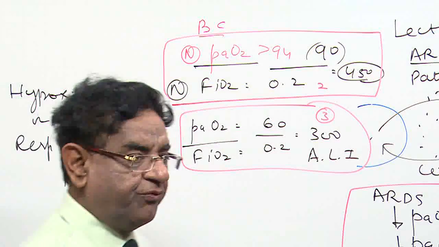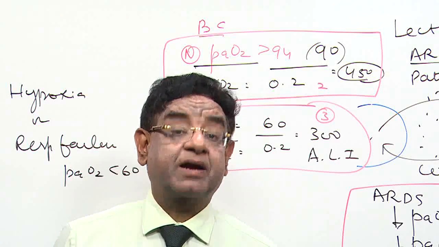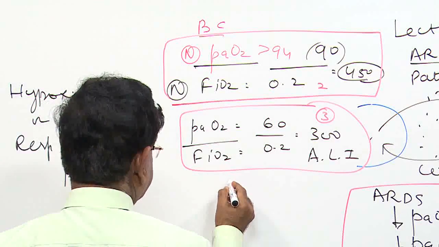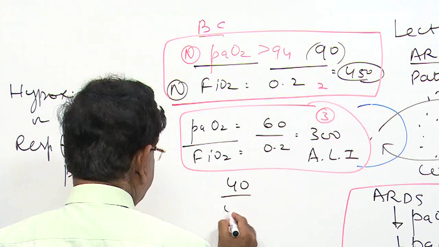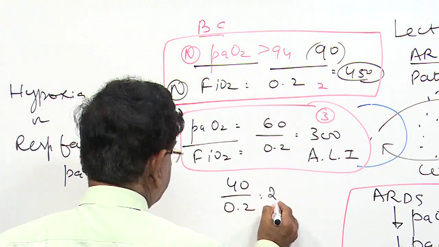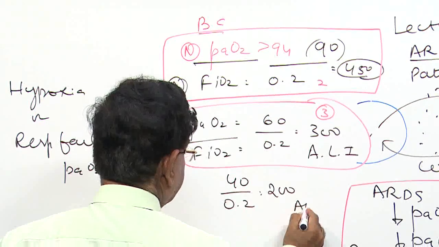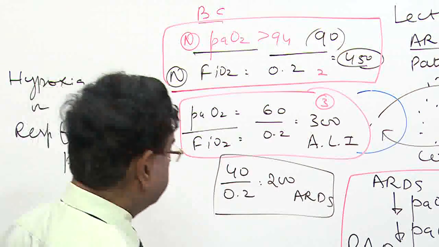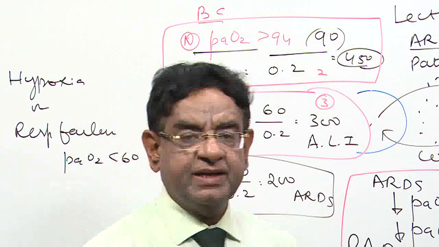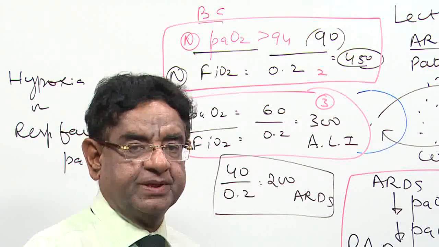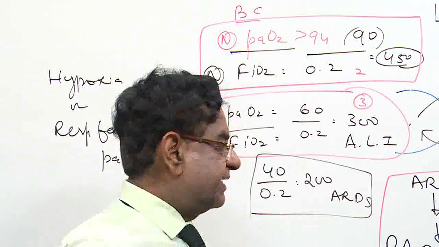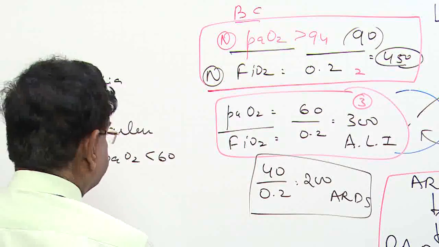Now, further hypoxia has occurred. PaO2 has gone to 40. FiO2 0.2. Ratio 200. Now we call it ARDS. So this was given in the 18th edition. But in the 19th edition they have changed. What change have they made?